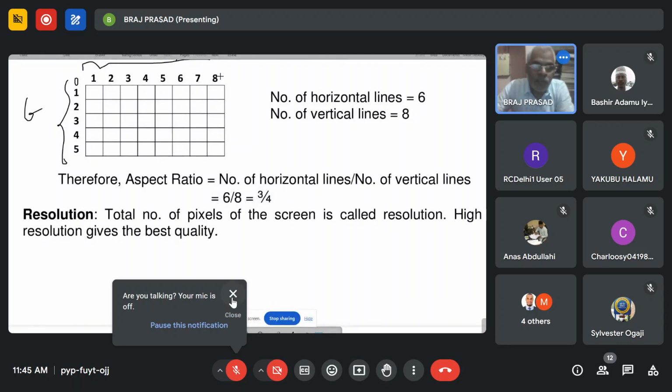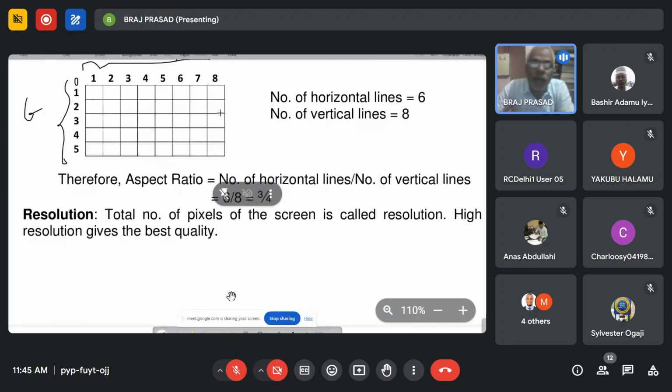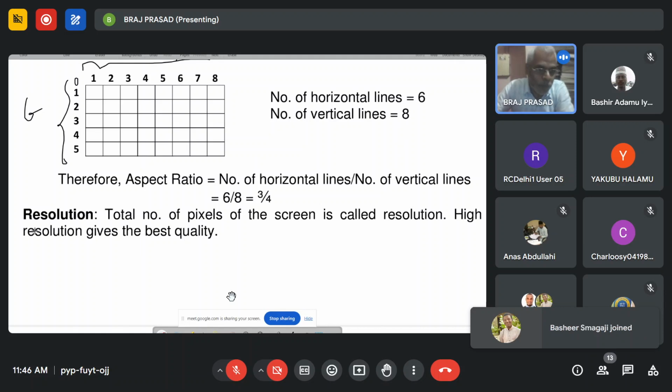This value may be changeable. In our computer, we use different types of computer screens, and each screen has a different number of rows and columns. So to find the aspect ratio of the screen, we first find the number of horizontal lines and the number of vertical lines. If we divide the horizontal lines by the vertical lines, we get the aspect ratio.